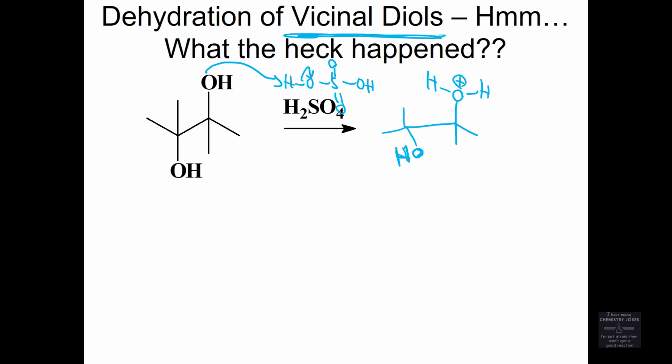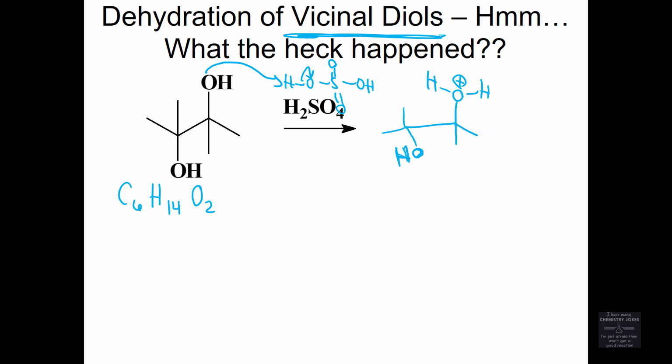So when I have a vicinal diol, what does it mean to be vicinal? On neighboring carbons. A vicinal diol, I meant to show this before I started drawing and I forgot, will undergo a dehydration reaction. It will make a C6H12O product. This reactant is C6H14O2. We lose water in the process. But how do we lose water?